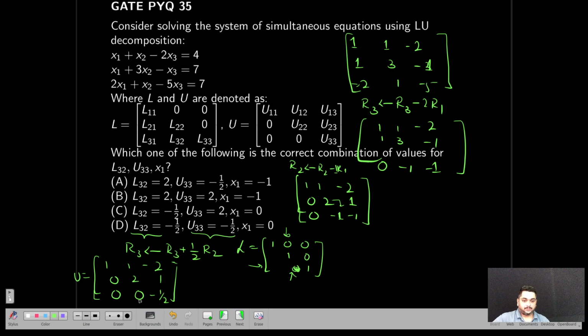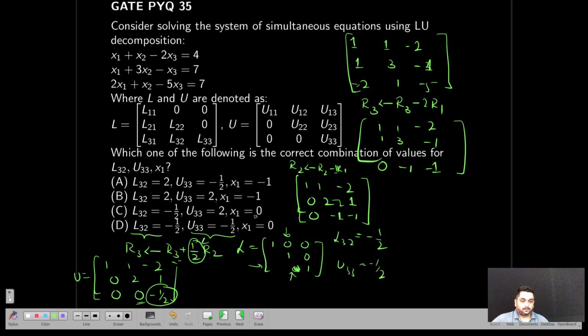How did I get 0 here? I got 0 by adding R3 plus 1 by 2 R2. So when you write this L32, the multiplier, I'll change this sign. I explained this concept in my videos, how to do it. So this is minus 1 by 2. Using this multiplier, I got this minus 1 by 2. Then what is U33? U33 is this value. This is minus 1 by 2. So U33 is equal to minus 1 by 2.